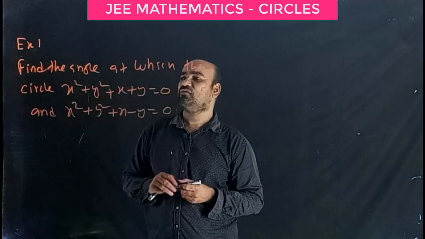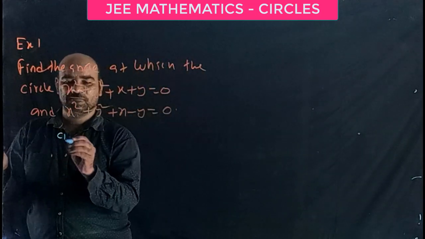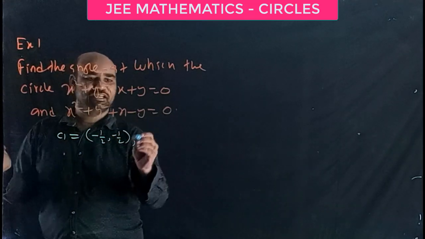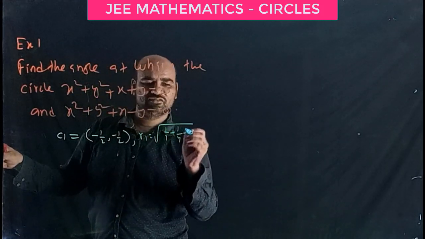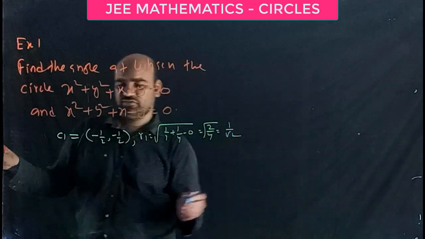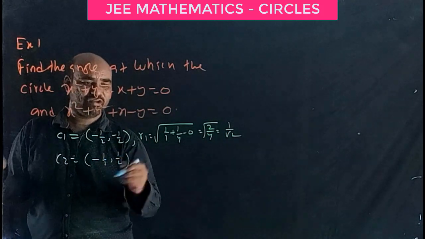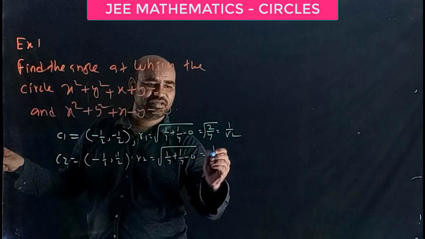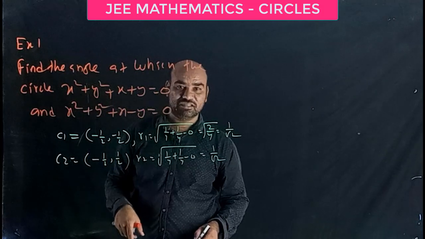Okay students, first example: find the angle between these two circles. First of all I want C1. C1 is (-1/2, -1/2). Radius R1 is root over 1/4 plus 1/4 minus 0, so that is 2/4, root means 1 by root 2. Leave it. C2, the center of the second circle, is (-1/2, 1/2). Radius, 1/4 plus 1/4 minus 0, same radius, means equal circles. They are equal circles with different centers, no problem.